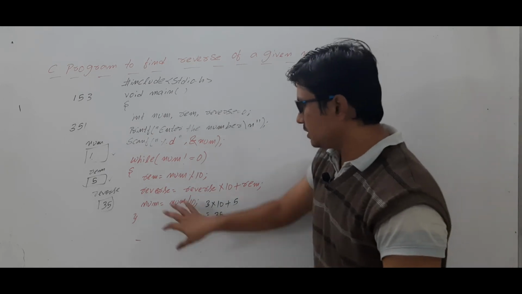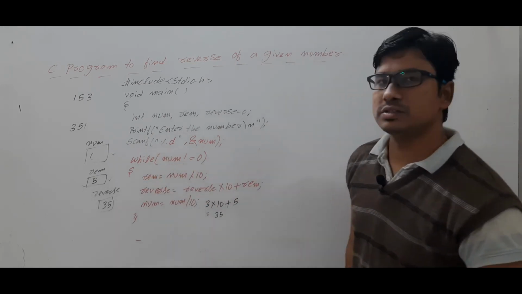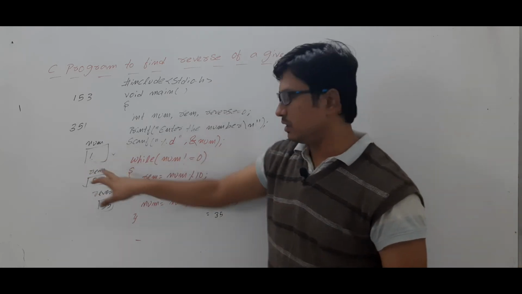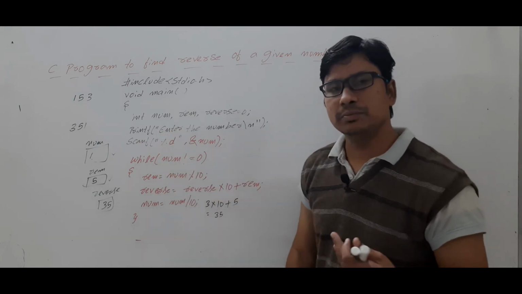Okay. Now these three statements are done. Again you will check the condition. Num not equal to 0. What does num consist of? 1. 1 is not equal to 0. Again the condition is true. Again these three statements you need to execute.